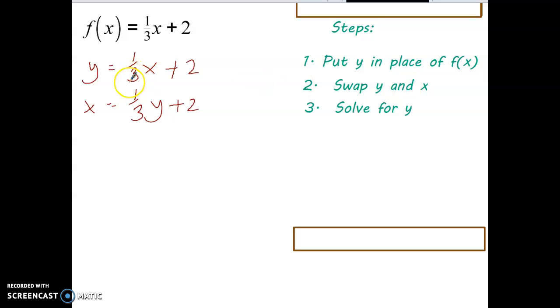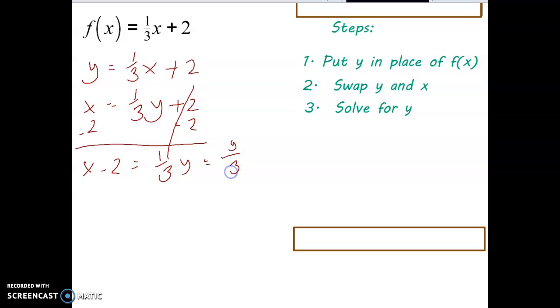Okay, now this one looks a little bit more complicated because it's got a fraction there, but the process is the same. The first thing that needs to move is this one. So I'm going to subtract 2 from both sides. Okay, so now let's analyze this 1/3 y right here. 1/3 y is the same thing as y divided by 3. I could write it like that, right? 1/3 of y and y divided by 3 is the same thing. And the inverse of divided by is multiply. So basically, I'm going to multiply both sides by 3.